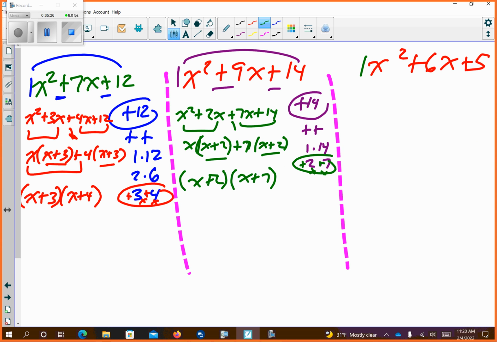Okay, you're going to put a 1 out front. 5 times 1 is positive 5. All signs are positive, so I know it has to be positive, positive. 1 times 5 gives me 5. 1 plus 5 gives me 6. That's going to totally factor.